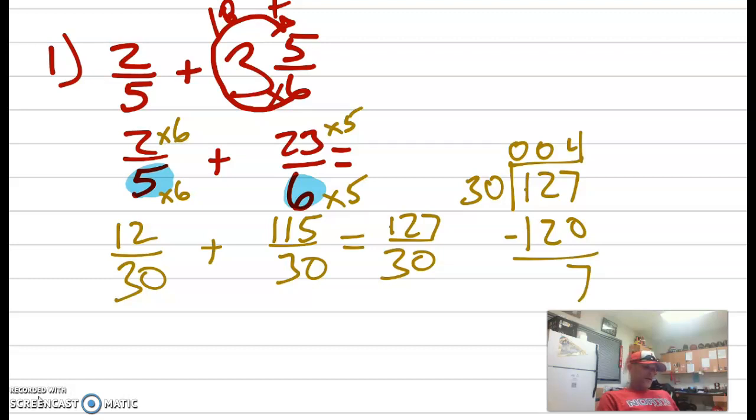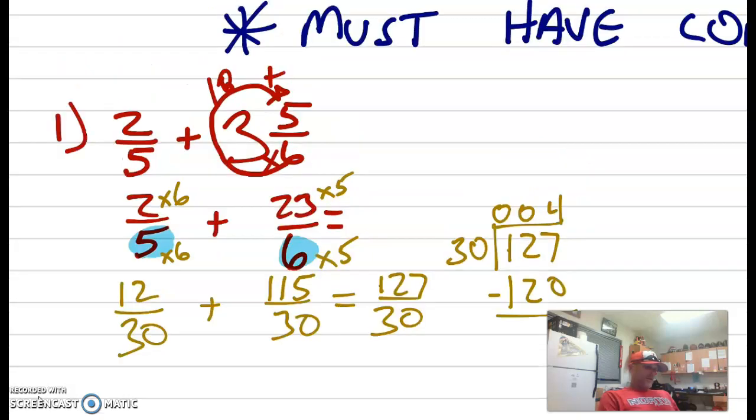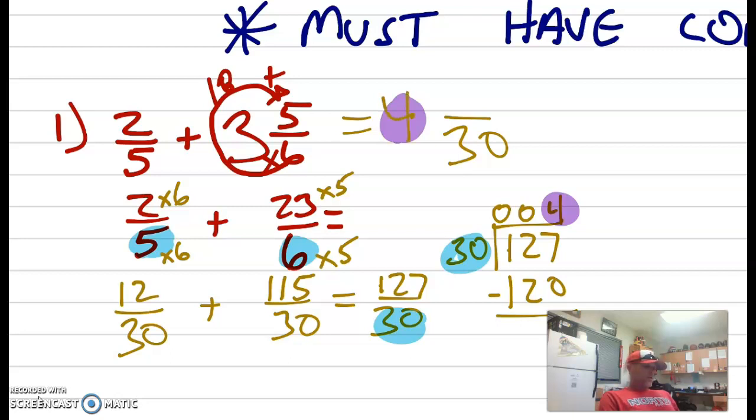So our denominator was 30, right? This right here. Our denominator was 30. I'm going to write it up here where we started the problem. 30. Our whole number, it went in there 4 whole times with 7 left over. That's 7 of them left over. That's going to go right there. So 4 and 7 thirtieths.